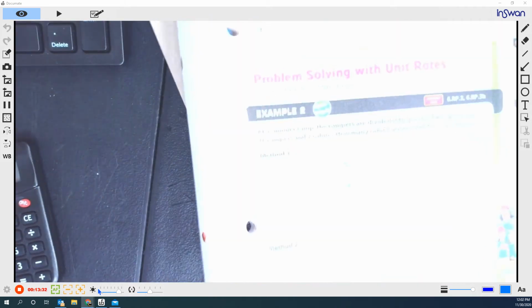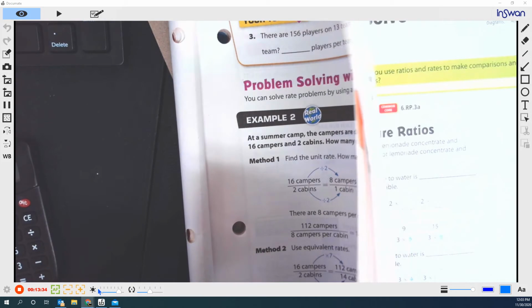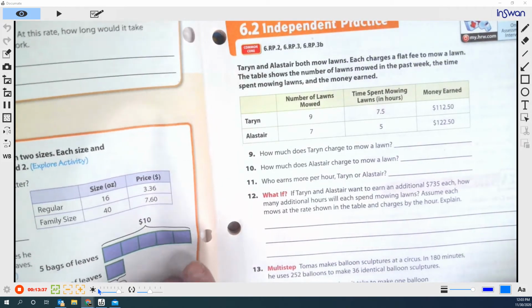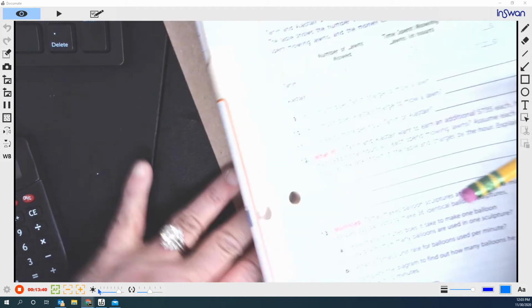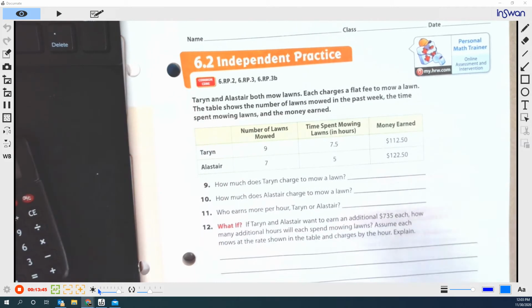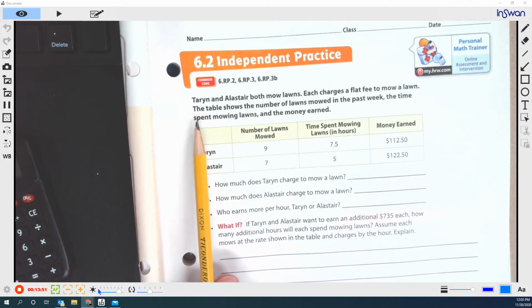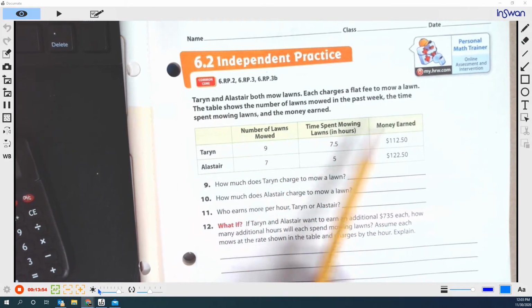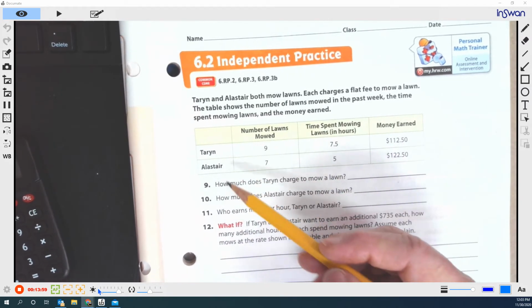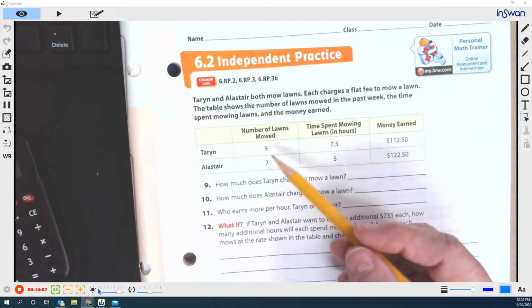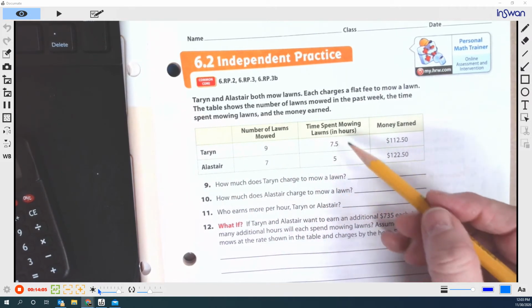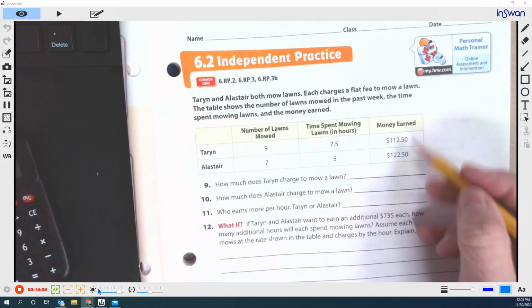All right, now let's turn over to the question about the boys mowing the grass. If you would please turn over to page 159, and let's talk about comparing the costs between some people. When you look at what these guys are doing, mowing the yard, you have to think about some stuff before you set up these questions. You're looking at Taryn and Alistair. It's showing the number of lawns that they mow, the time that they spent mowing, and how much money they earn.